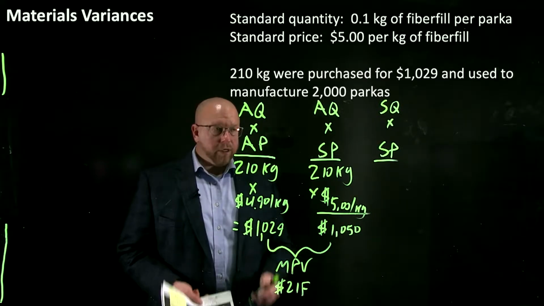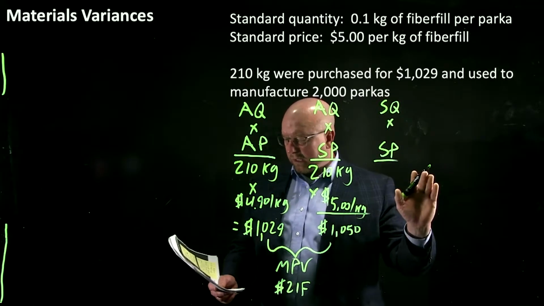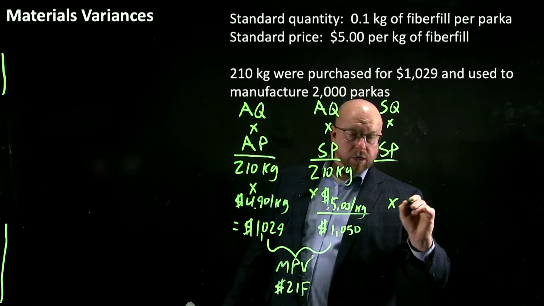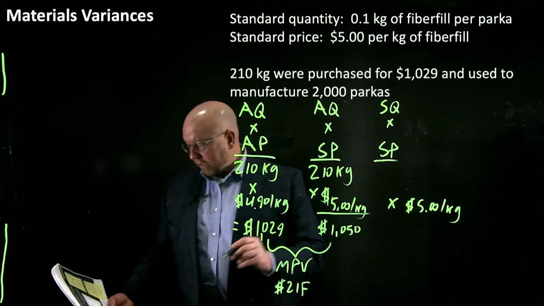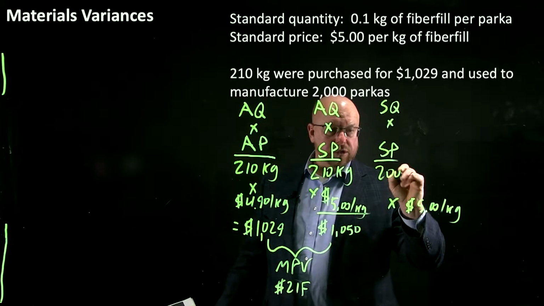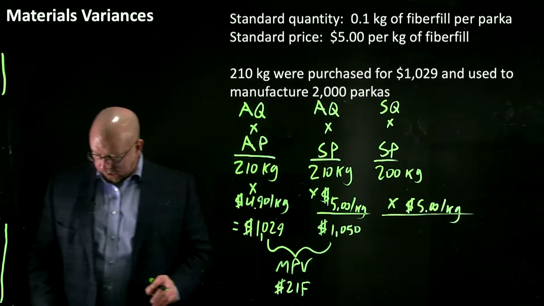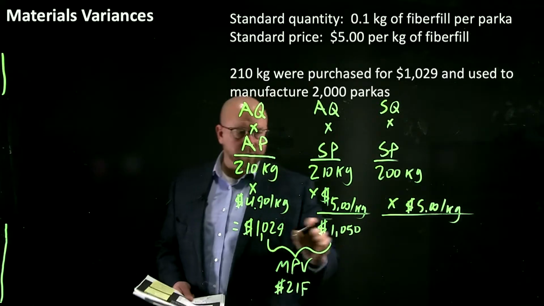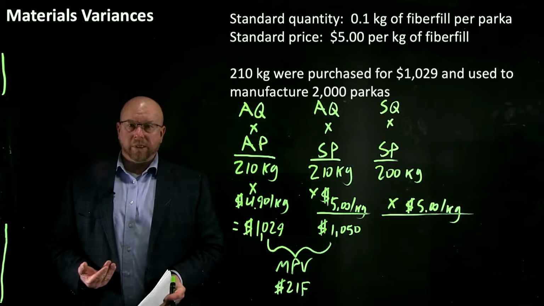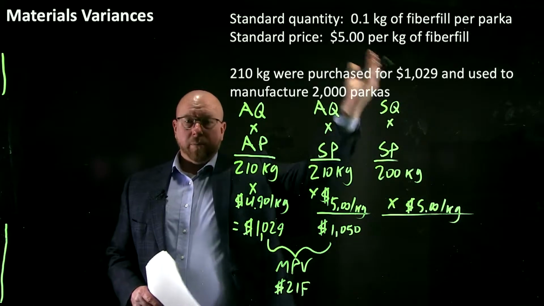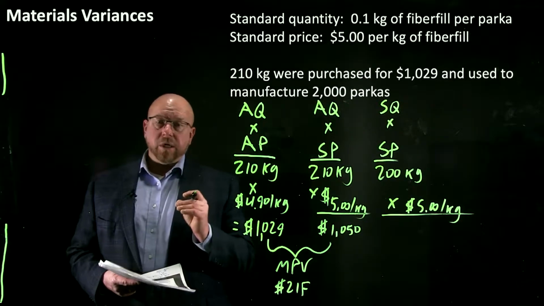Now let's go to the quantity variance. What we want to do with the quantity variance is let the quantity be variable and hold the price constant. So we're going to keep the $5 per kilogram, and we're going to look at what was actually used. We actually used 210 kilograms, but the standard would be 200 kilograms because to make 2,000 parkas at 0.1 per parka, we should have used 200 kilograms. So I can already tell you this is going to be unfavorable.